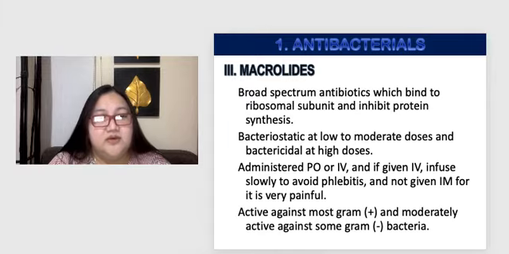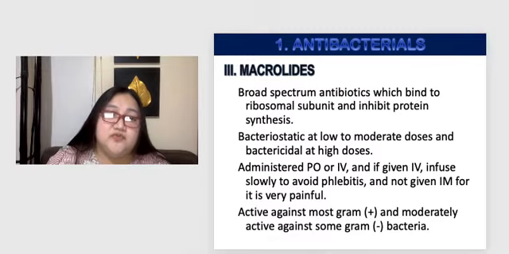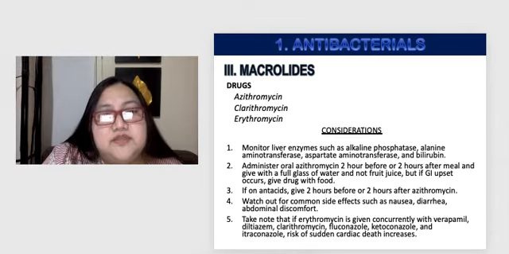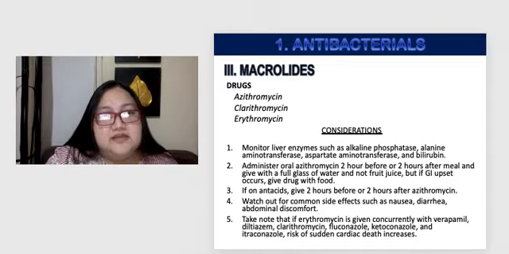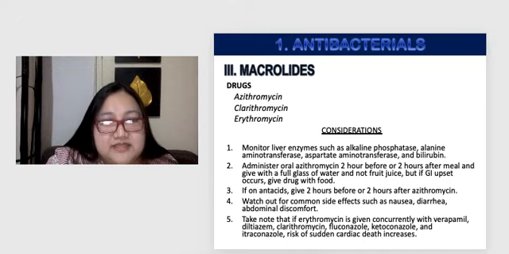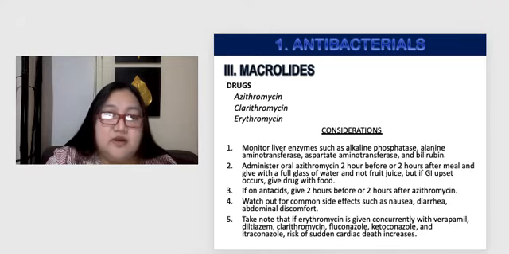No? They are good for mild to moderate infections ng respiratory system, GI infection, skin infection, soft tissue infection, pwede rin ang macrolides for some STDs. So, these 3 are the macrolides: azithromycin, clarithromycin, and erythromycin. So, you have to monitor liver enzymes. Macrolides are hepatotoxic, especially if used on a long-term basis.